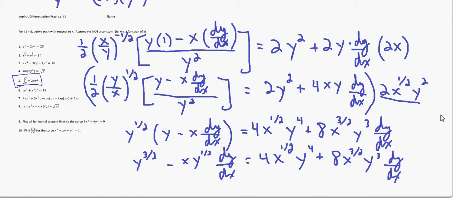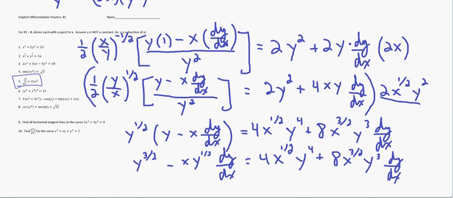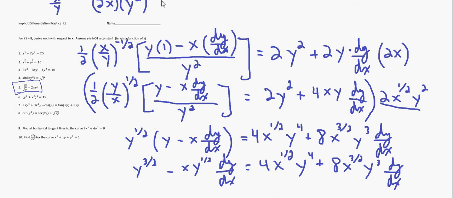Okay. Now all we need to do is move this 8x to the 3 halves y cubed dy dx over to the left side, move y to the 3 halves to the right side, factor out, and divide. I'm just going to write the answer up top here. Let me write a little small, and we'll write it in a different color too, maybe. Maybe we won't.